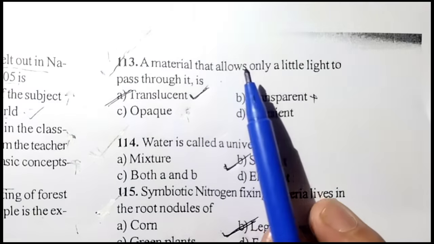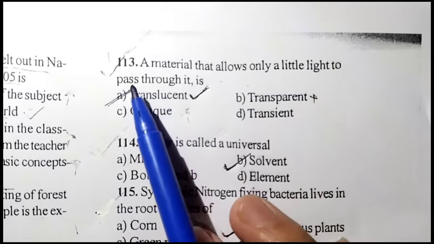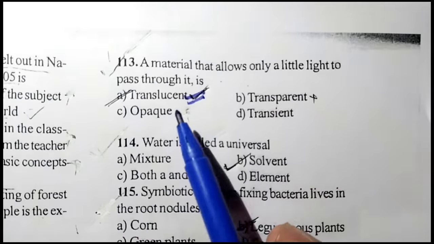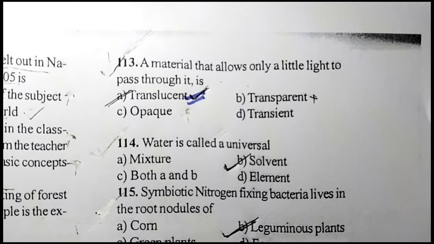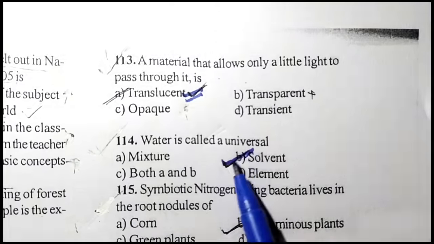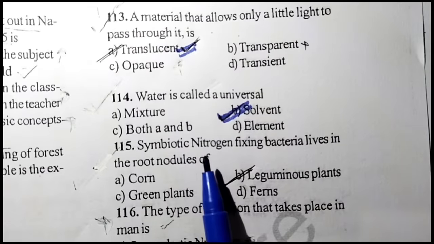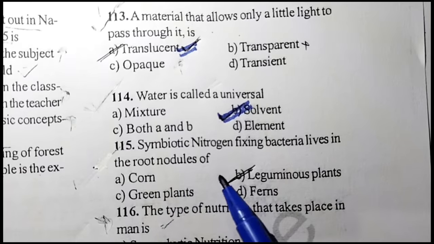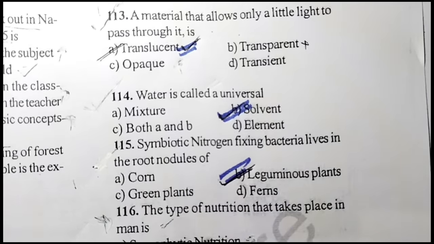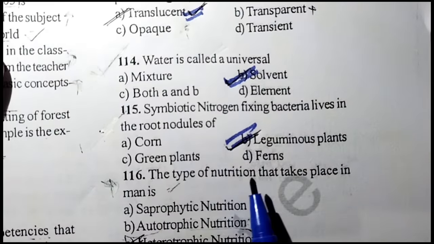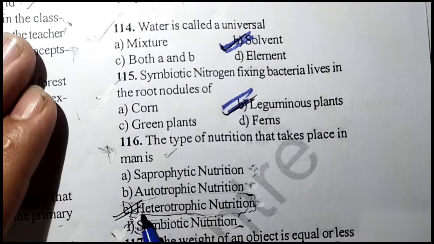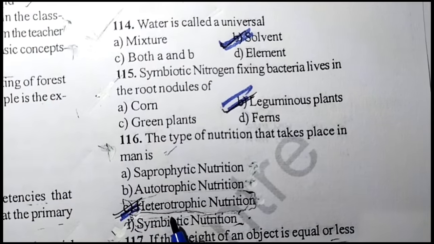A material that allows only a little light to pass through it is translucent. Water is called a universal solvent. Symbiotic nitrogen-fixing bacteria live in the root nodules of leguminous plants. The type of nutrition that takes place in man is heterotrophic nutrition.